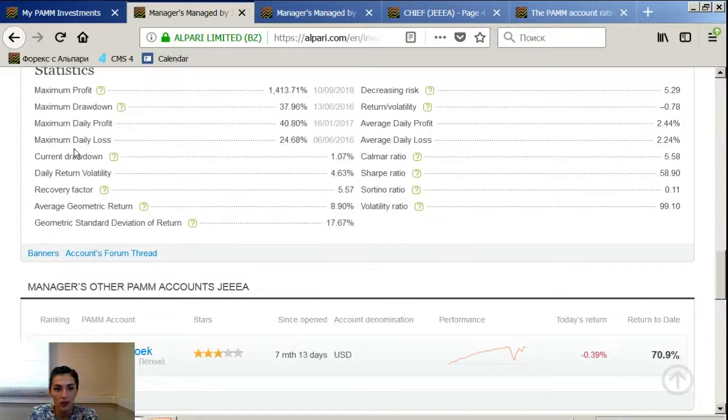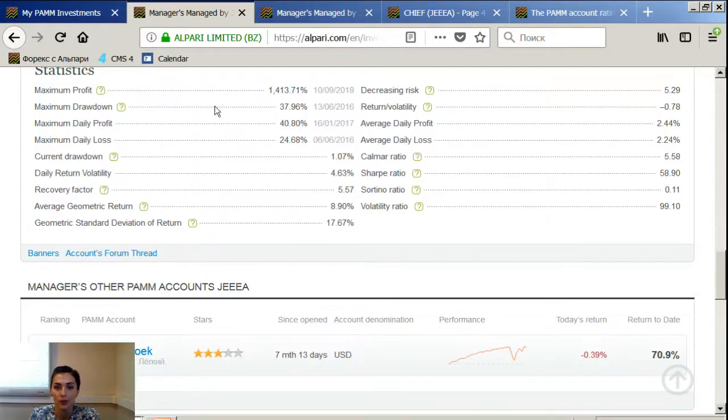Here we are, and you can also see current drawdown. This indicator shows what the drawdown is from the highest point on the graph till this moment, till this day. On this PAMM account, it's a little bit more than 1%. Maximum daily loss, maximum daily profit. I think you understand what that means. Here you can also see the day when it was last updated.